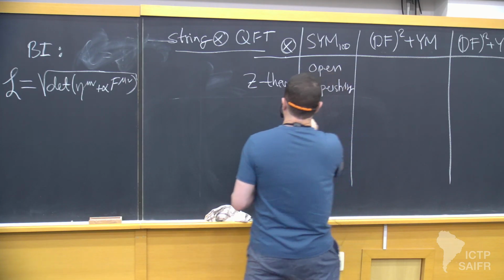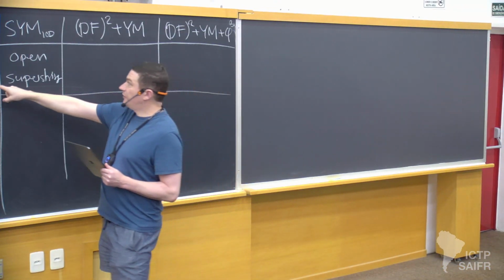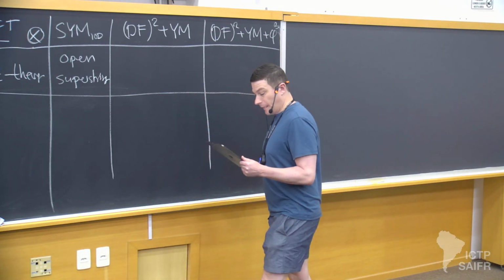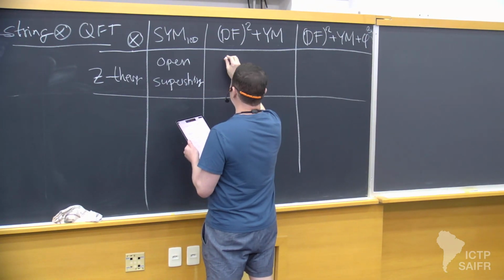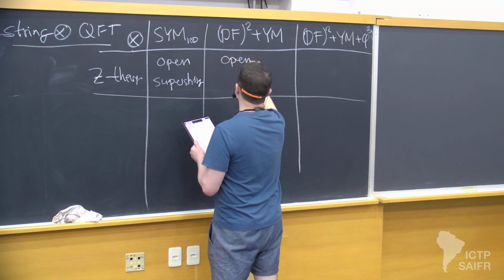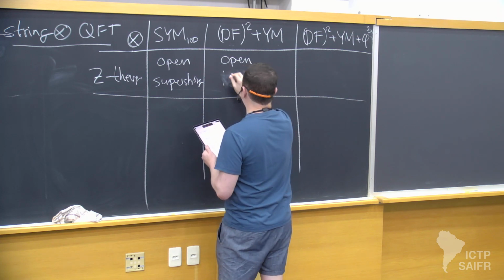All right, so, okay. And if you double copy Z theory with this guy here, then what you get is actually open bosonic string. Well, yeah, it's fine.